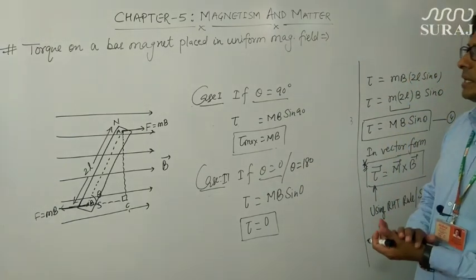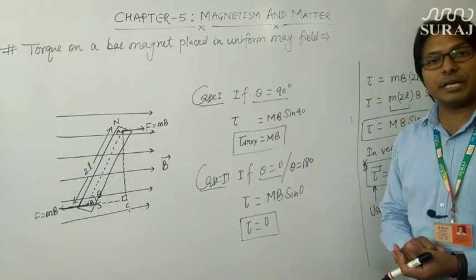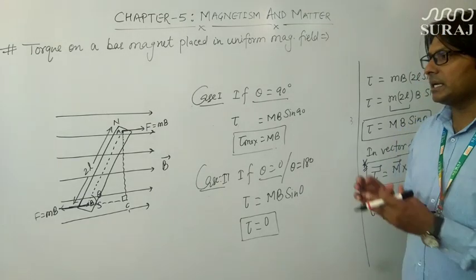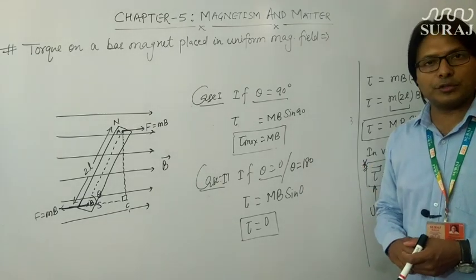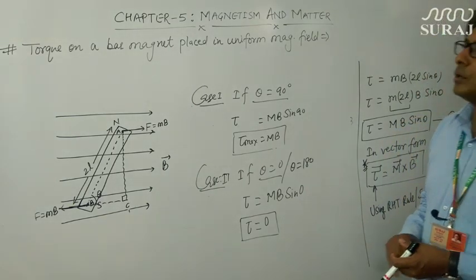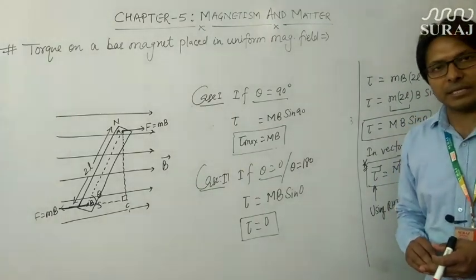If you want to maximize the torque, in which direction must you place the bar magnet? Your answer will be in the direction perpendicular to the magnetic field. So this is how we can derive the formula of torque on a bar magnet placed in a uniform magnetic field.